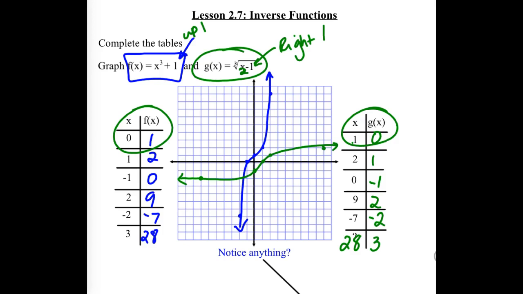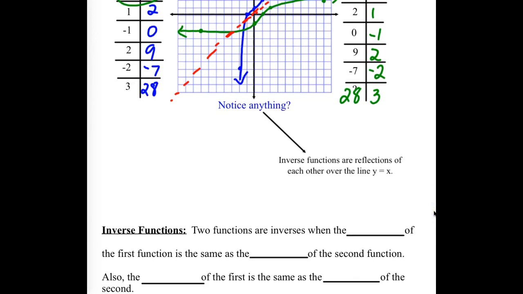All right? So these are considered inverse functions. If we put a diagonal line right through the origin, all right, this is the line y equals x. Those are reflections over that line. In other words, if I folded my graph diagonally on that line, my two pictures would match up. Okay? That is the case with inverse functions. So inverse functions are simply reflections of each other over the line y equals x.